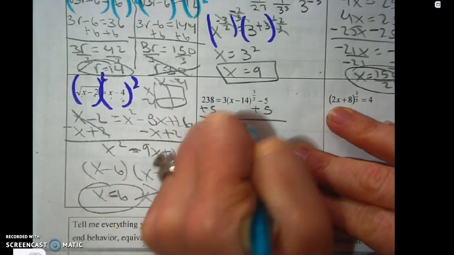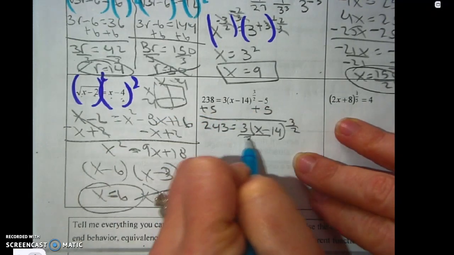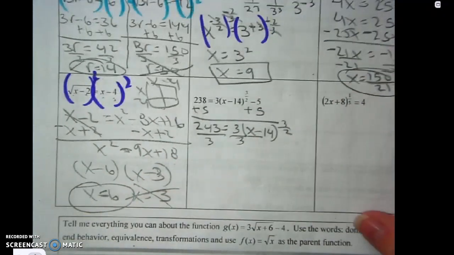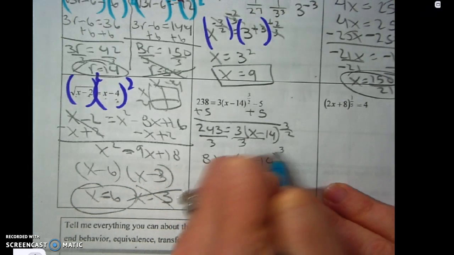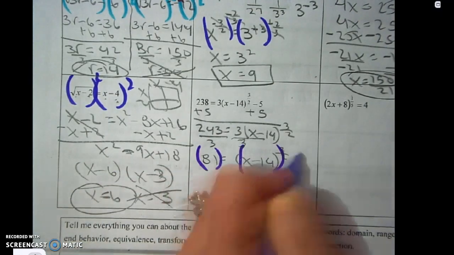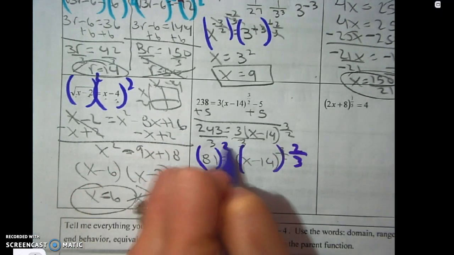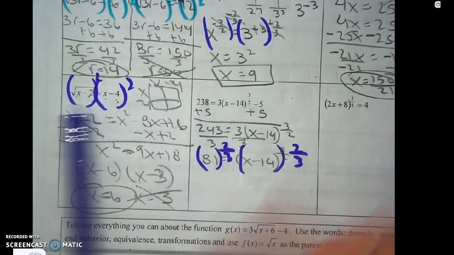243 equals 3 times... Don't even look at that exponent yet. I got to get rid of all the stuff that's on the outside. 81 equals x minus 14 to the 3 halves. This is when I multiply by the reciprocal. Ugh, that's ugly. So I feel like this is when you like to simplify the left.